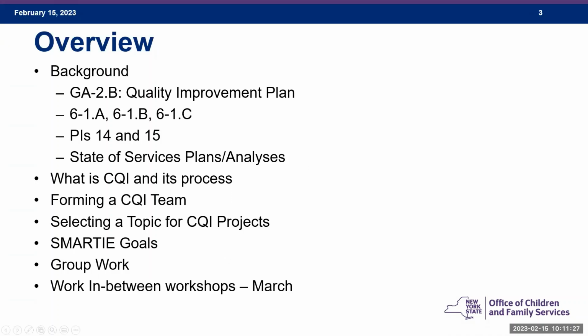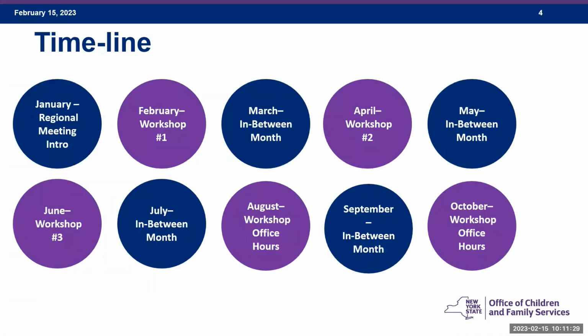Because I am a big fan of reiterating a lot of things that I've already talked about, I wanted to give a timeline again of where we are with this whole initiative. We introduced this conception of the CQI workshops in January during the regional meetings. We're now here in February with this first workshop. There's going to be the in-between month of March, where there'll be a little bit of work that you'll work on together. And that's going to then reconvene in April for workshop number 2, where you're going to show a little bit more about what you've worked on, what's been happening with those specific topics, and see if there's any assistance that could be given at that point.